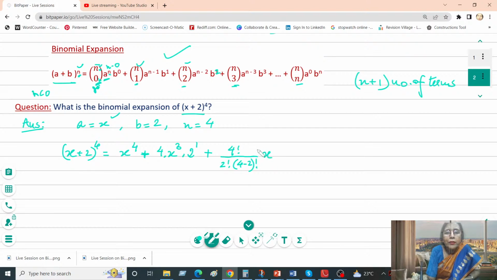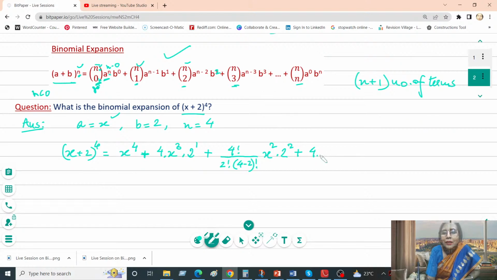A to the power of n minus 2. 4 minus 2 is 2. X to the power of 2 and b to the power of 2, 2 to the power of 2. Plus 4C3. Here n is 4 and r is 3. 4C3 is the case of nC(n minus 1), so it should be equal to n. We straight away write this as 4.